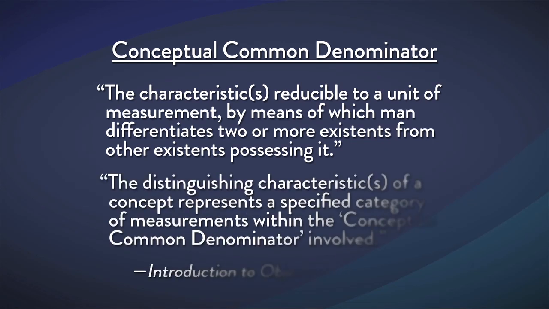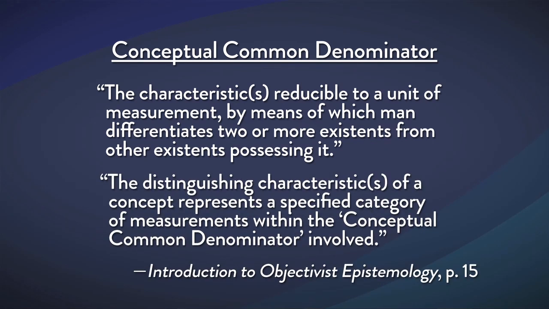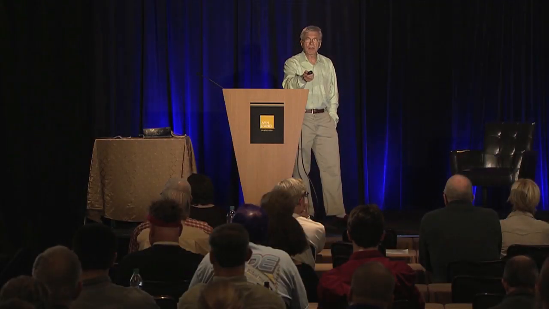The distinguishing characteristic or characteristics of a concept. Now that's the thing that distinguishes the unit, such as for man that he's a rational animal. For a triangle that it has three sides, okay? The distinguishing characteristic or characteristics of a concept represents a specified category of measurements within the conceptual common denominator involved. So this, once you understand what she's saying, is a very radical thesis, very unusual, rather startling.